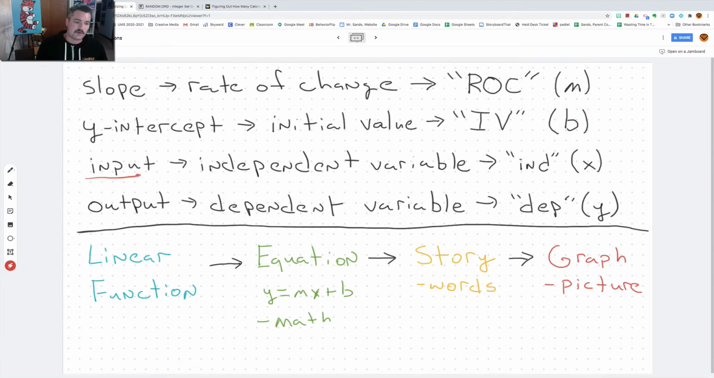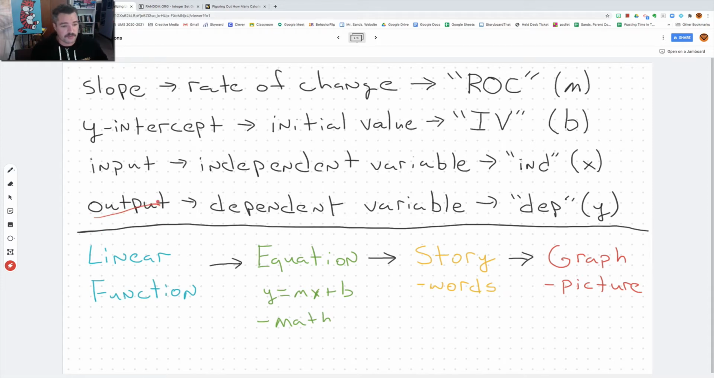Now the input is also known as the independent variable, but we're not going to call that IV because that was our initial value, even though this is IV also. So we call our input our independent variable. We can write that in shorthand as just IND. IND for short. Usually that's going to be X, but it could be any other letter. It could be A through Z, really, depending on the equation and depending on the problem.